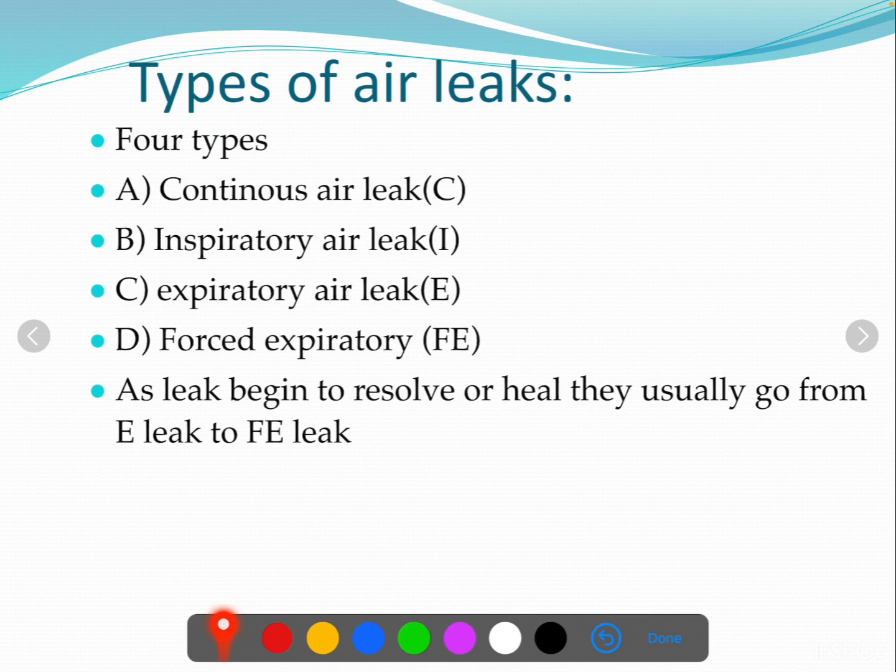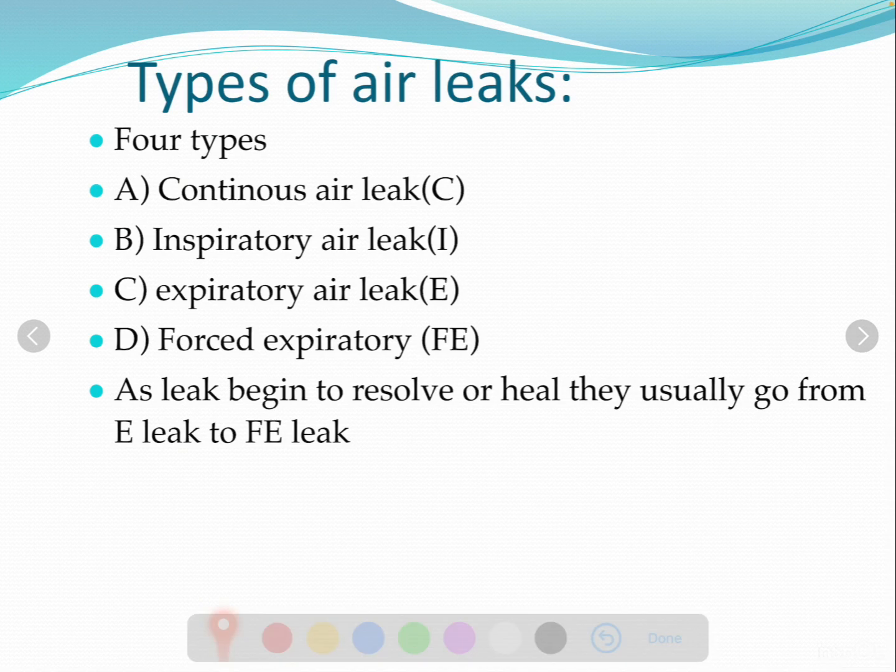So what are the types of air leak? There are four types of air leak, very, very important. First is continuous air leak: it will be there in inspiration, in expiration, and in between. If it is present in inspiration only, we call it inspiratory air leak. Third is expiratory air leak, and it could be in forced expiration also, so it will be forced expiratory. As air leaks begin to resolve or heal, they usually go from C to FE leak. Very, very important: initially it will be continuous, then inspiratory, then expiratory, then forced expiratory.